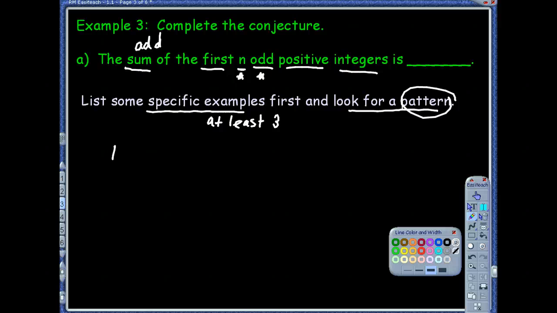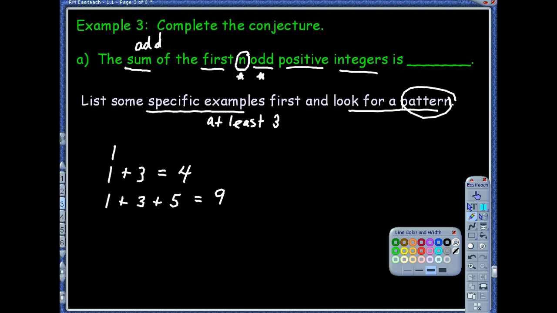But then if I have 2 odd positive integers, that would be 1 and 3. So what she's saying is that n, that variable n, she's adding the first 2 odd positive integers. So 1 plus 3, what does that equal? That would give me 4. Okay, so then if I do the 3 odd positive integers, so yeah, that number I'm changing is the n. So 1 plus 3 plus 5, that's going to get me to 9.